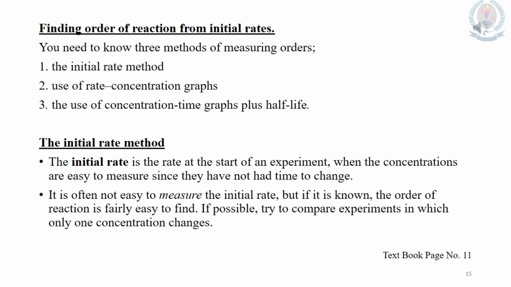First, we will discuss the initial rate method. The initial rate means the rate at the start of an experiment, when the concentrations are easy to measure since they have not had time to change. It is often not easy to measure the initial rate, but if it is known, the order of reaction is fairly easy to find. If possible, try to compare experiments in which only one concentration changes.